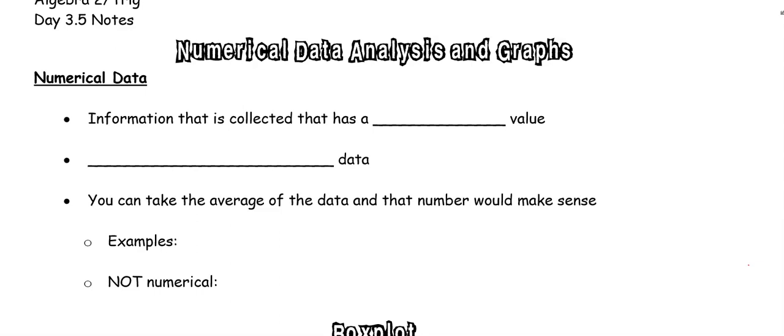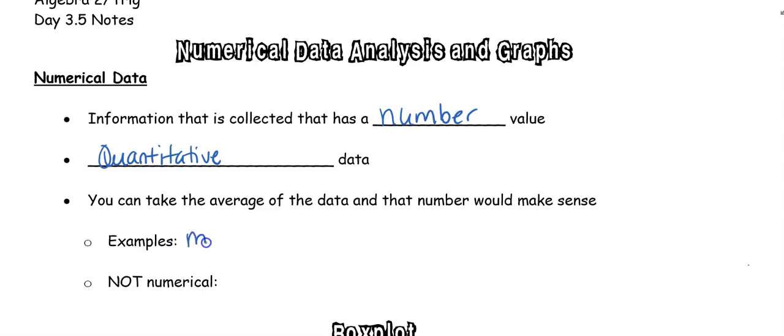Today we are looking more at numerical data. So numerical data is information that is collected that has a number value. It is quantitative data. You can take the average of the data and that number would still make sense.